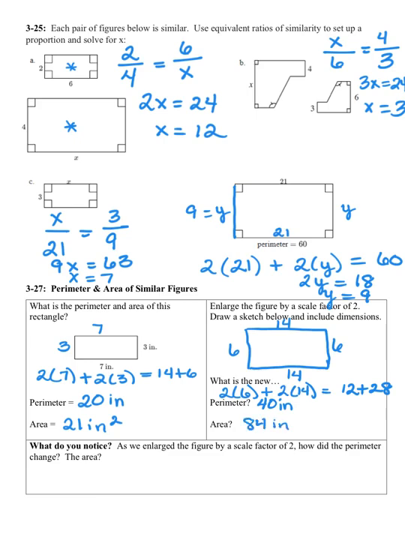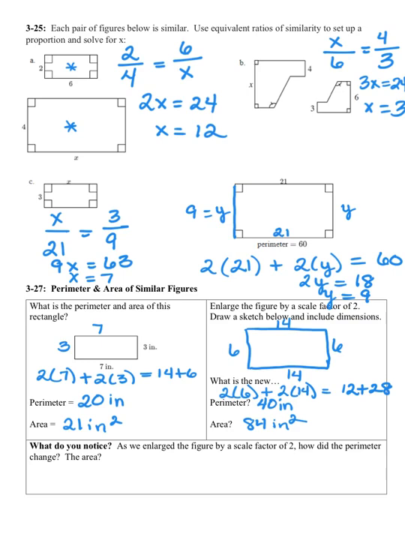square inches. And so the final question asks us, what do we notice about the perimeter and area in the new figure? So in other words, we started with a perimeter of 20 and an area of 21, and after the enlargement, we have a perimeter of 40 and an area of 84. What's the connection between the new perimeter and area and the scale factor?